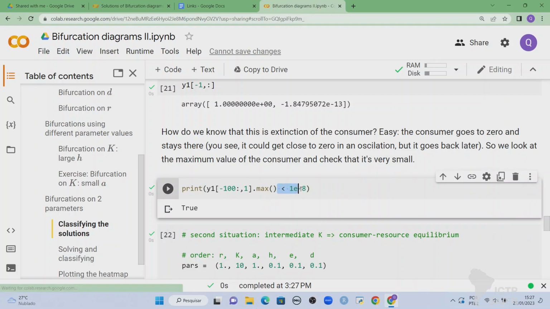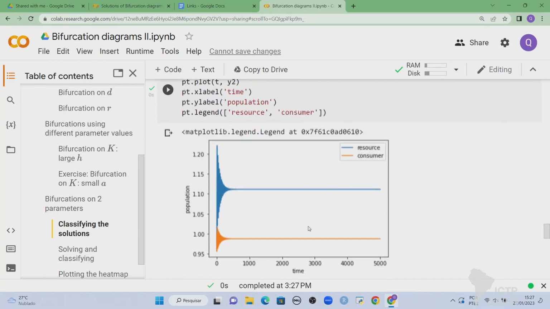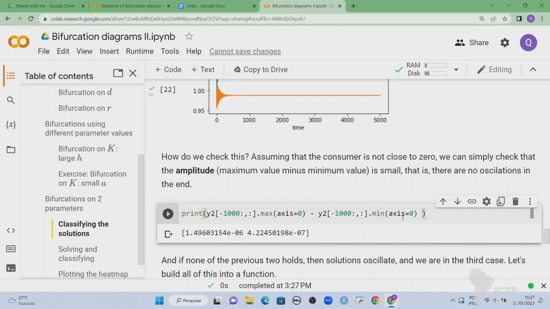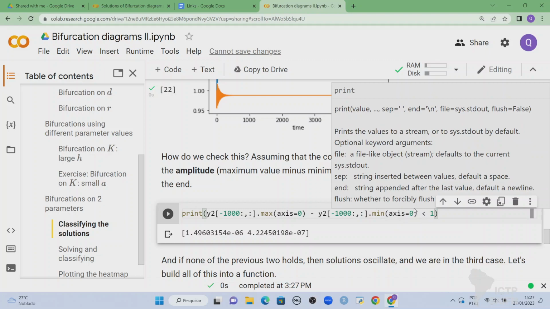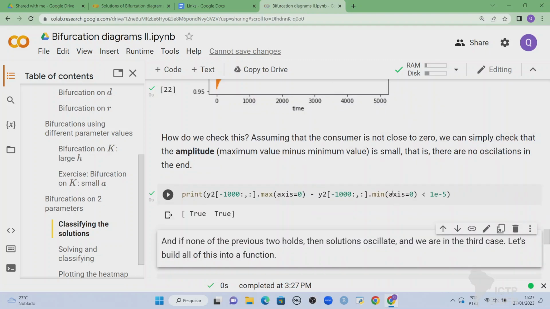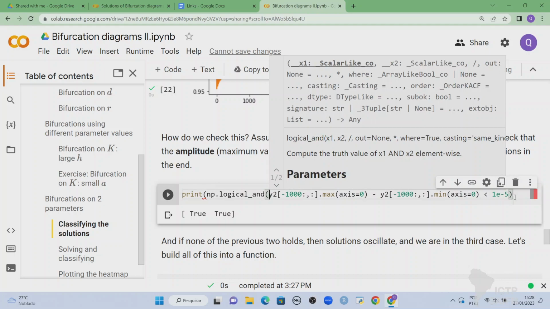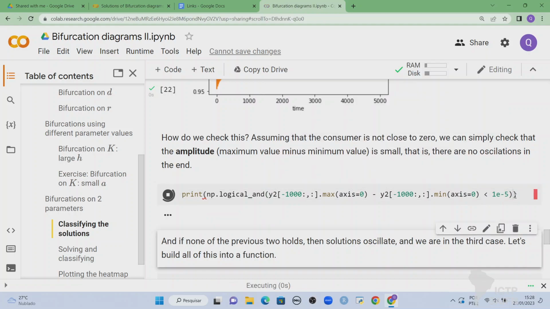But now, if I do this here, and I test if this thing is smaller than, I don't know, 10 to the minus 5, it doesn't give me a boolean, it gives me two values, true and true. I want to say that this is a fixed point if both of them are true at the same time. So I call a function from NumPy called a logical AND. This will be true if all of the values are true.